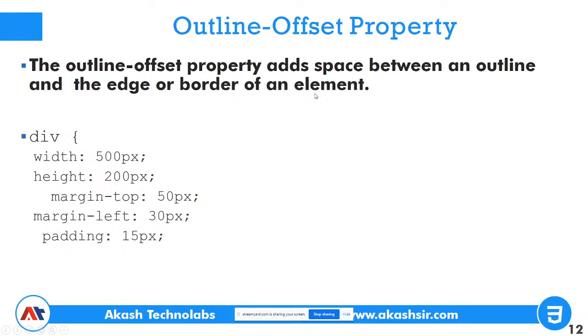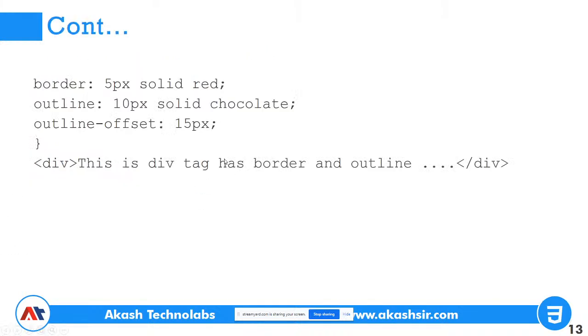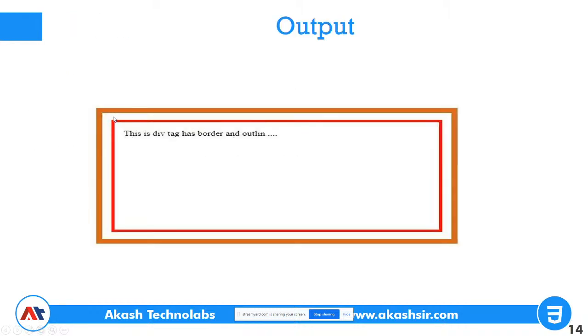So now outline offset. The outline offset property adds a space between your outline and the edge or border of an element. For an example, let's say this is my simple property, that is outline offset, and here you can see this is a space between the border element and your tag.